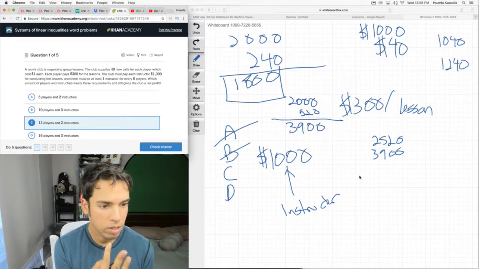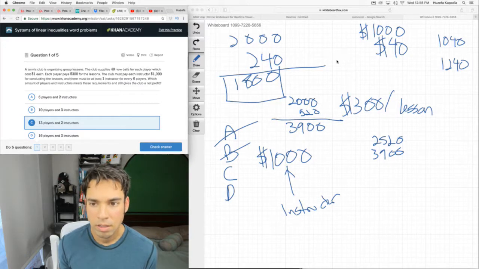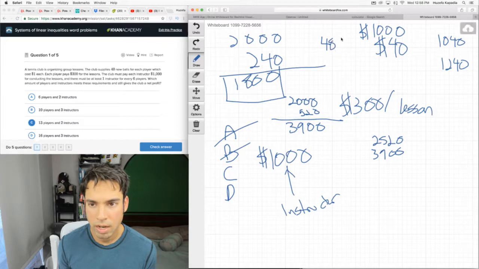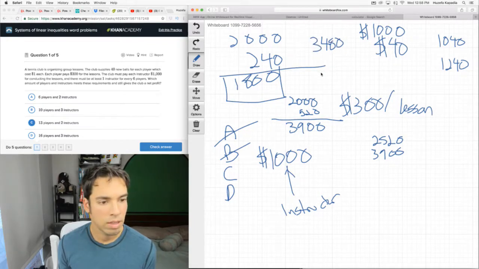So we've got $40 times 16, so it's 480. Let me just quickly calculate this. 480, we're losing, plus 3,000. And then they're making $300 per lesson.